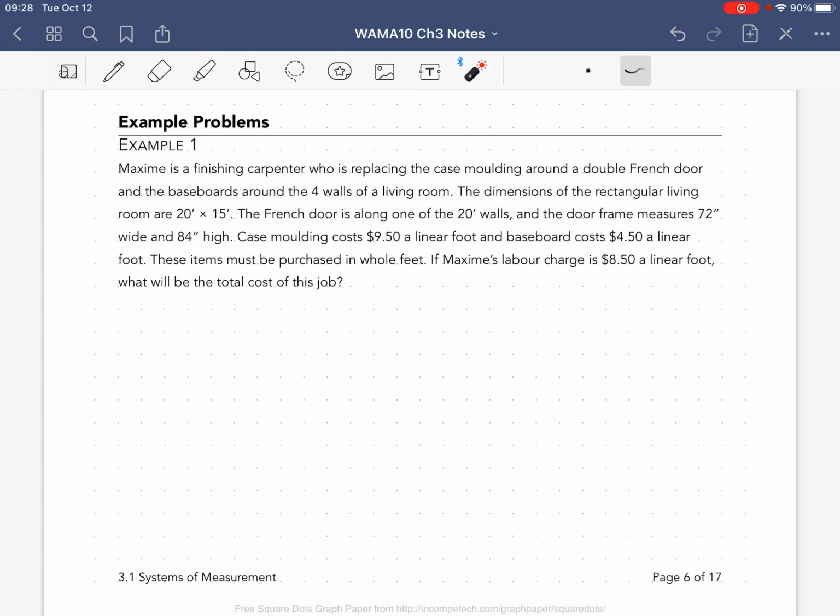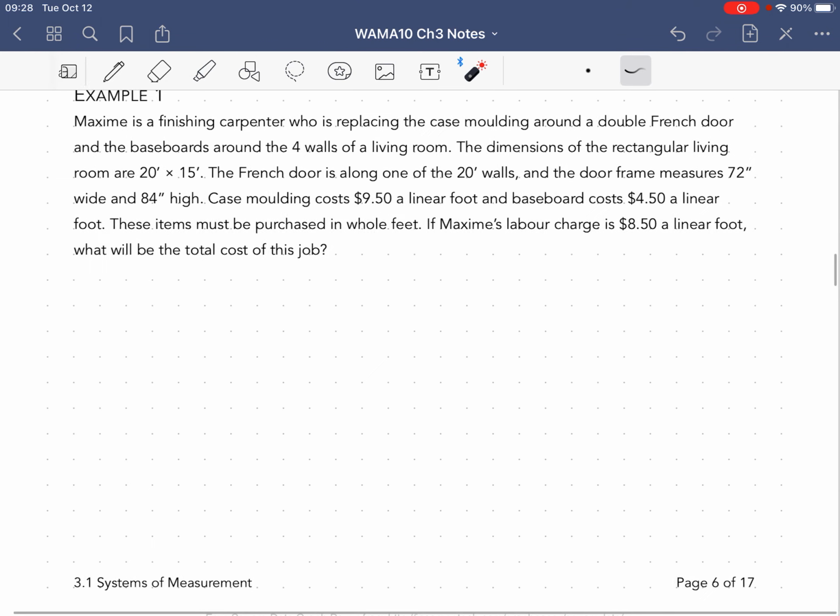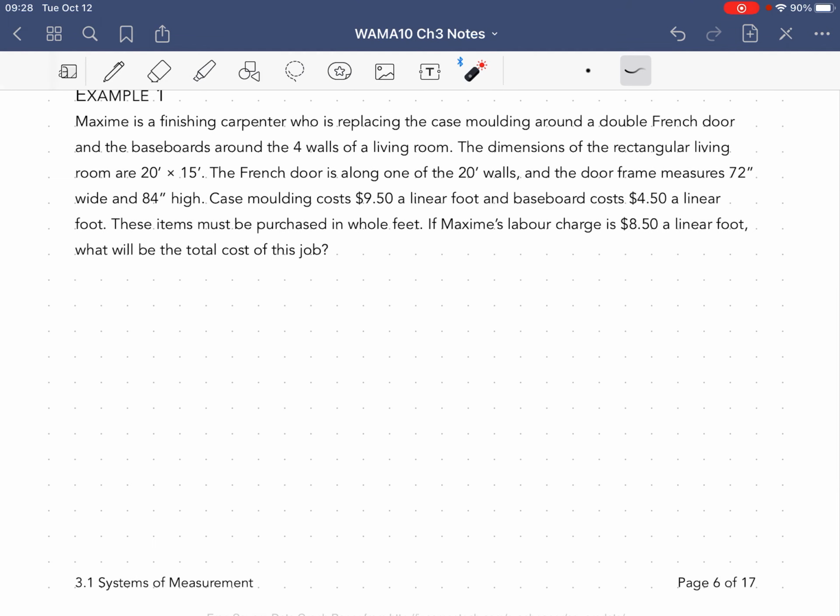All right, let's take a look at example problem number 1. Now, these example problems are often really big. They take a lot of work. They require you to think through everything. So Maxime is a finishing carpenter who is replacing the case molding around a double French door. So he's doing case moldings around a double French door and baseboards around the 4 walls of the living room.